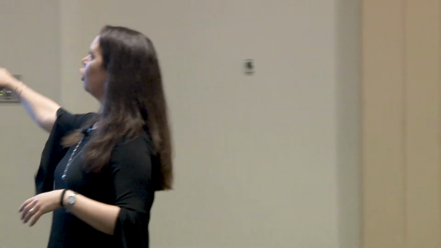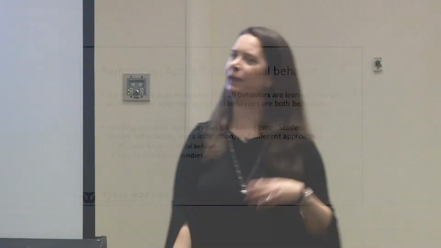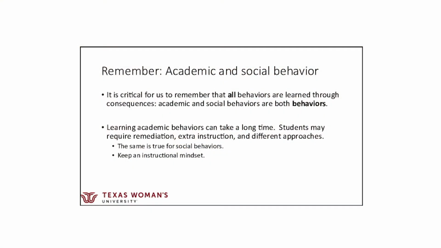Okay. So all behaviors are learned through consequences, both academic and social behaviors. Learning academic behaviors takes a long time. For some students, it takes forever, and they never get really good at some of them. The same thing happens with social behaviors. We can't just assume all students should be behaving at a certain level any more than they were all going to get the academic content the same way at the same pace. Okay?